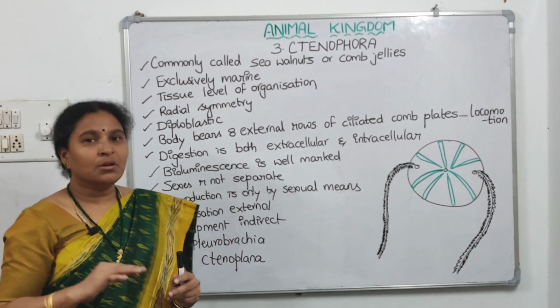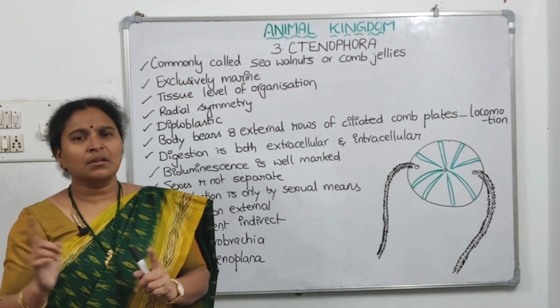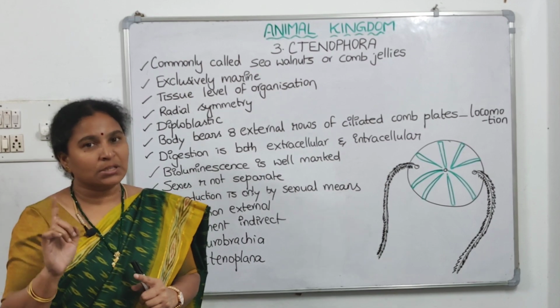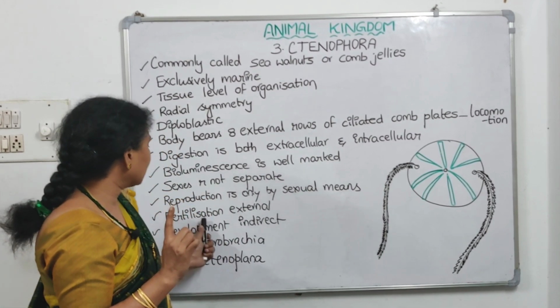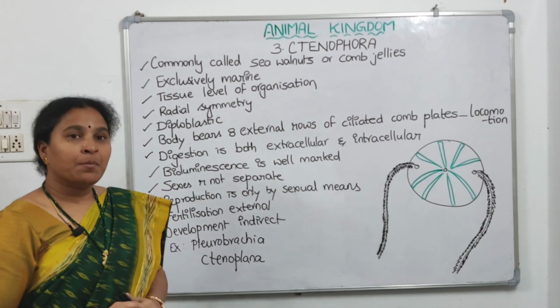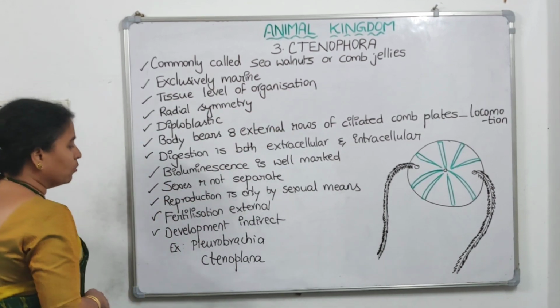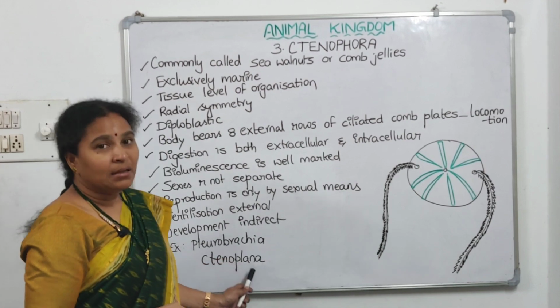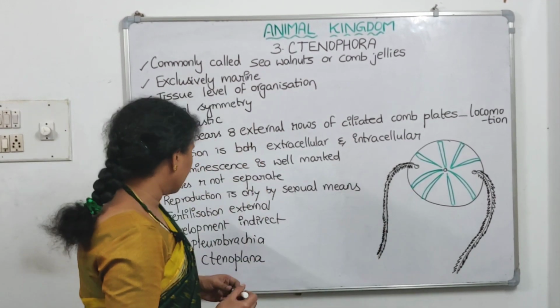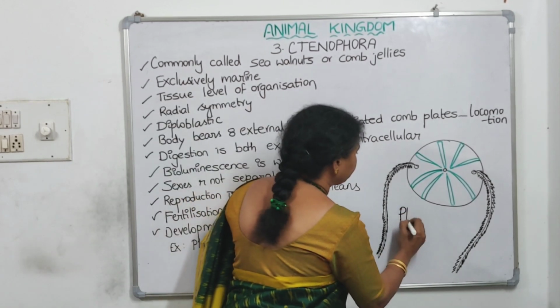Fertilization for coelenterata we told is external, here also it is external. For coelenterata we told indirect development includes a larval stage, here also it is indirect development including a larval stage. The examples for ctenophores are Pleurobrachia and Ctenoplana. So this is Pleurobrachia. What is this?